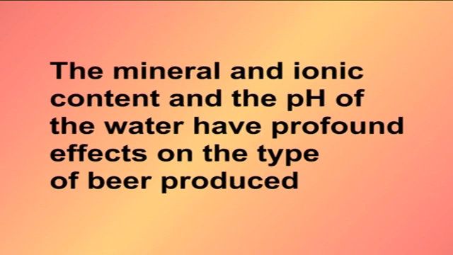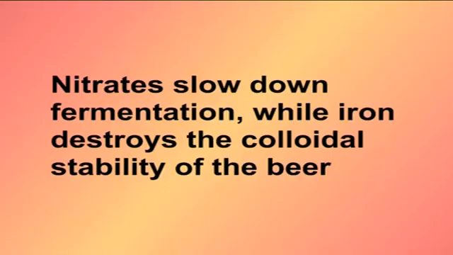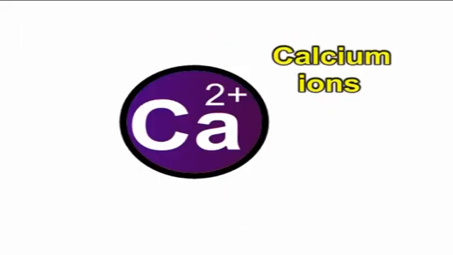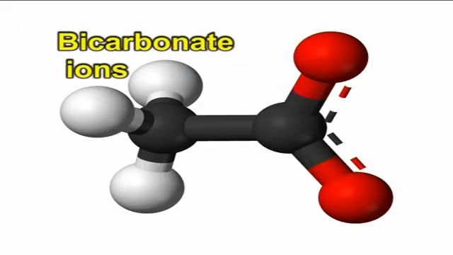The mineral and ionic content and the pH of the water have profound effects on the type of beer produced. Some ions are undesirable in brewing water. Nitrates slow down fermentation, while iron destroys the colloidal stability of the beer. In general, calcium ions lead to a better flavor than magnesium and sodium ions. Calcium and bicarbonate ions are most important because of their effect on pH.